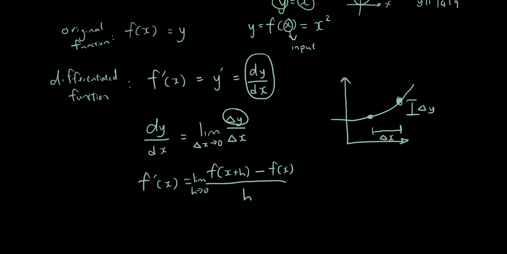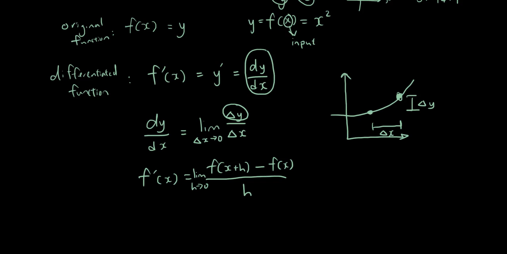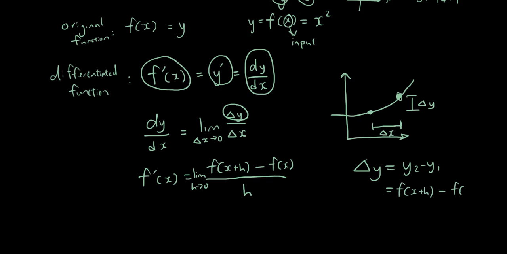So basically the point of this lesson is so that you understand that when you see y dash or when you see dy over dx, you're going to treat them the same way as f dash x. Basically, it's the differentiated function or the gradient function of the original function. And you're going to also understand that change in y is the same thing as y2 minus y1, which is also the same thing as f of x plus h minus f of x.